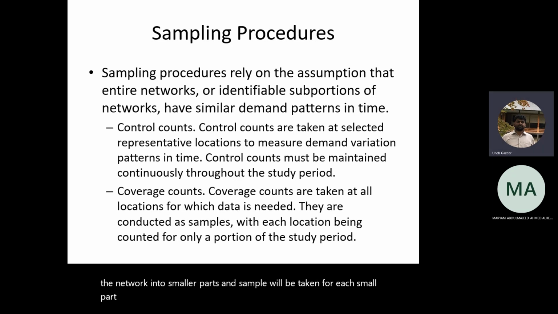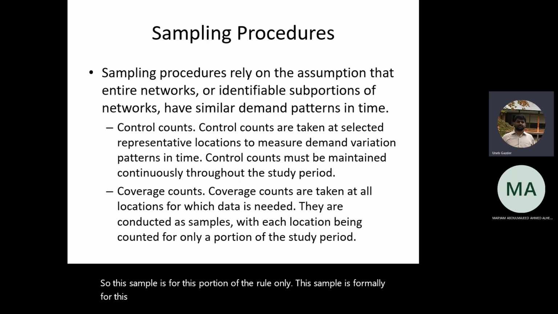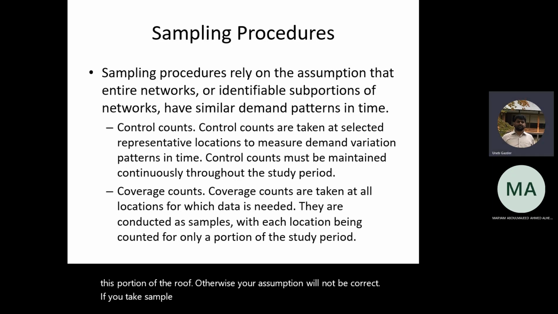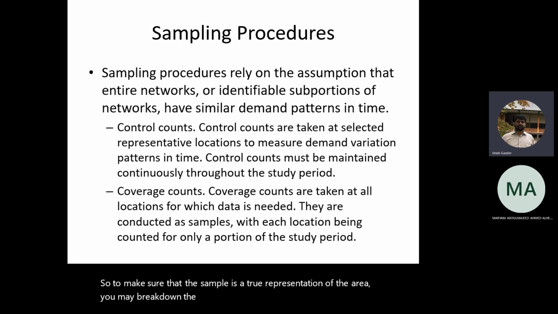So this sample is for this portion of the road only. This sample is only for this portion of the road. Otherwise, your assumption will not be correct. If you take a sample from this portion and try to match it with the residential area, it will not match. So to make sure that the sample is a true representation of the area, you may break down the network into small portions. And for each portion, I will collect a separate sample. So they call them sub-portions.